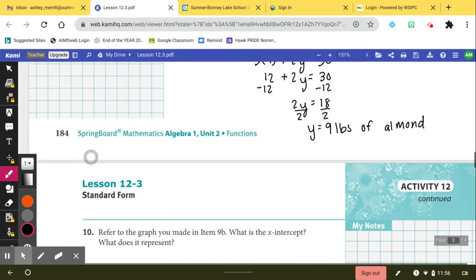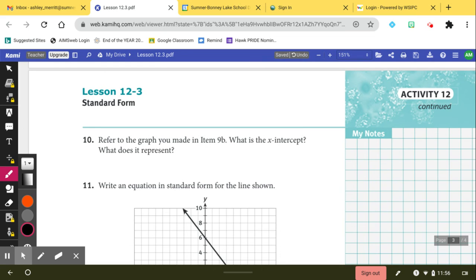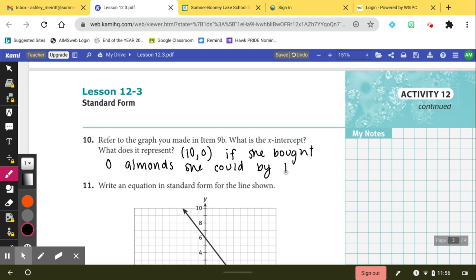All right, keep going. So it says, refer to the graph we made in item 9b. What is the x-intercept and what does it represent? Well, our x-intercept was (10, 0). And what it represents is, if she bought 0 pounds of almonds, she could buy 10 pounds of walnuts.